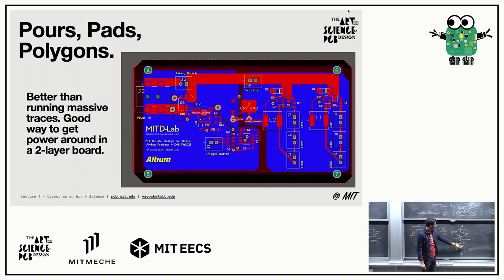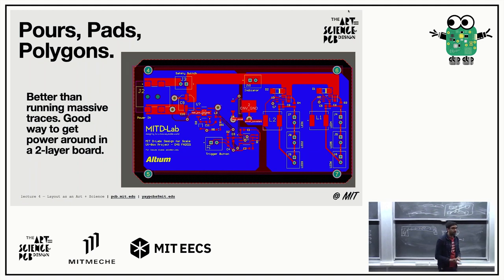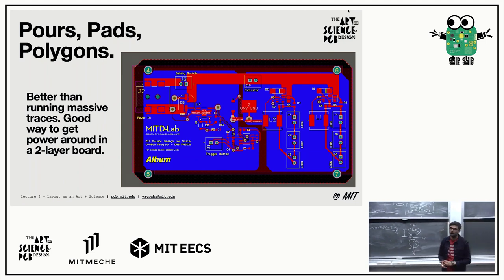But basically, we chose to use a low side switch because we don't need a gate drive chip. That saves a good amount of circuitry going into the PCB.